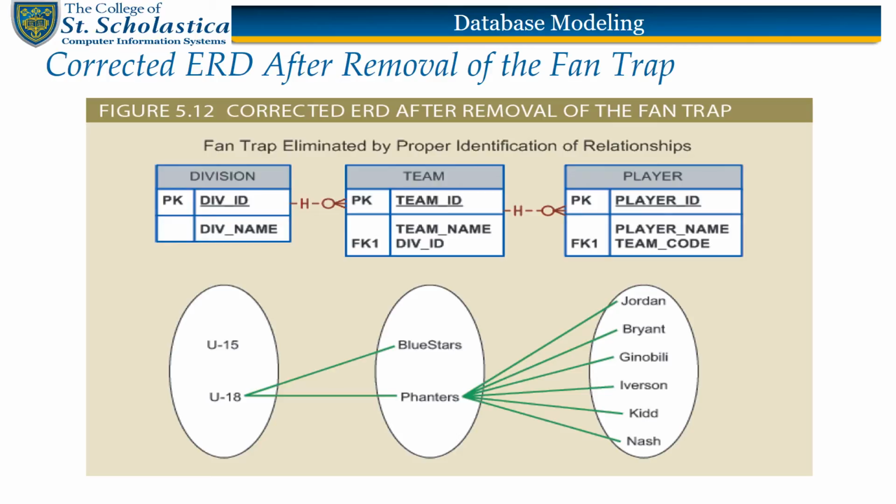However, to find out which players play in which division, you first need to see what teams belong to each division. Then you need to find out which players play on each team. In other words, there is a transitive relationship between division and player via the team entity.